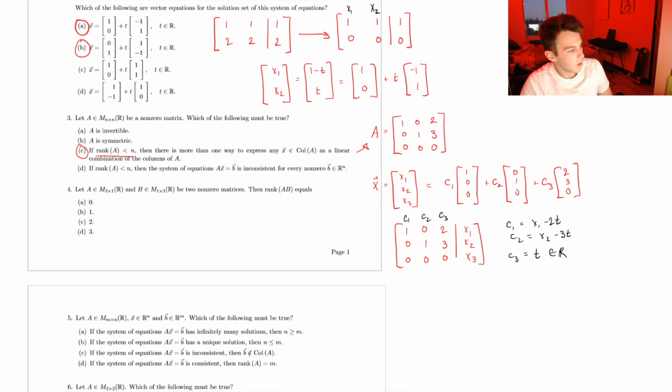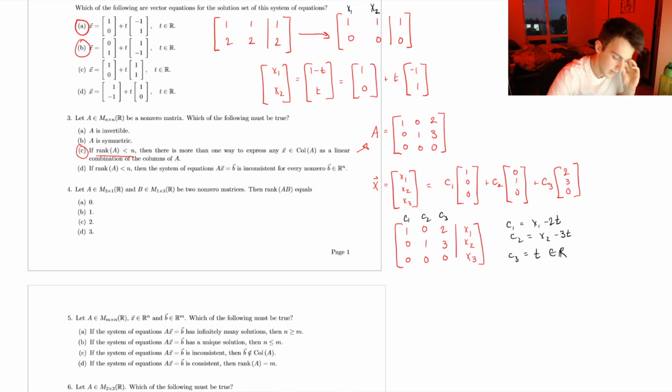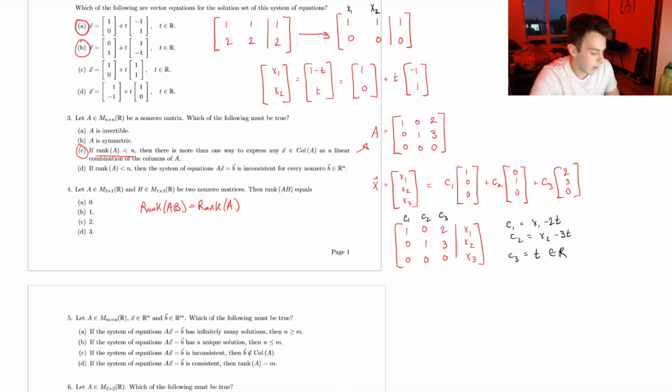Okay. Question 4. We have A is a 3x1 matrix and B is a 1x3 matrix, and they're both non-zero. Then the rank of A times B would be equal to either 0, 1, 2, or 3. So let's break this down. If you're looking for a quick answer here, we know that the rank of AB must be equal to the rank of A.